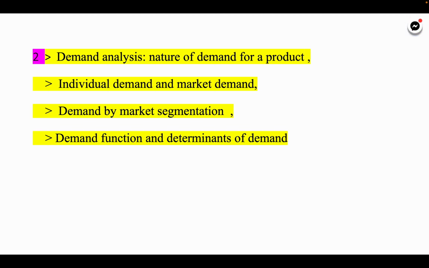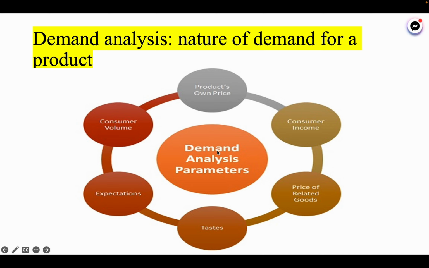So our second topic is demand analysis, nature of demand for a product. In it you are going to learn individual demand and market demand, demand by market segmentation, demand functions and determinants of demand. First I have given you a chart to understand how everything is connected for demand: consumer income, price of related goods, taste, expectation, consumer volume, the product's own price. These are the major factors which affect demand.